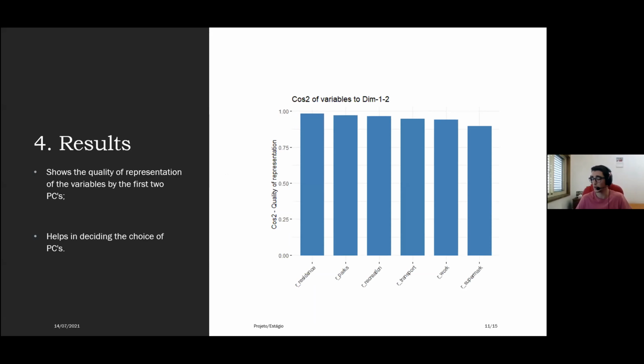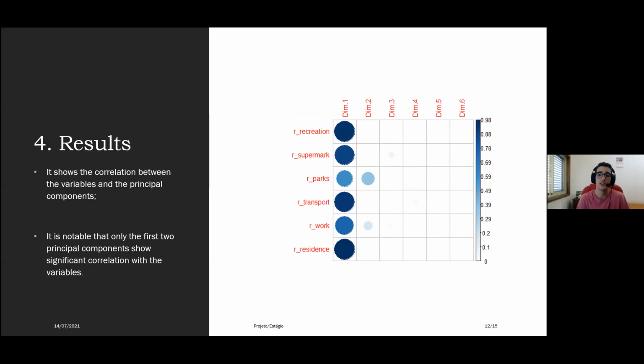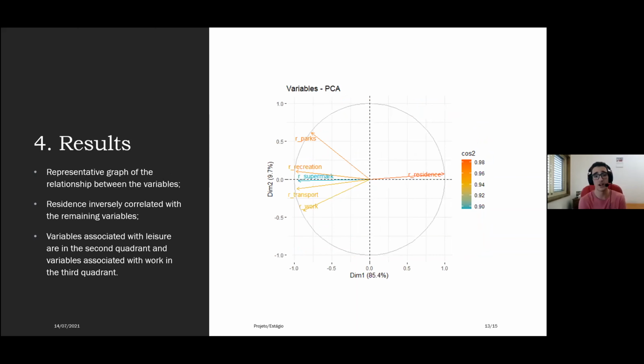Even so, we got another graphic, the correlation plot, which shows the correlation between the variables and the principal components. It is notable that only the first two principal components show significant correlation with the variables. And so right here, we decided to only keep the first two and get some results, but only with the first two principal components. Then we got this graphic.